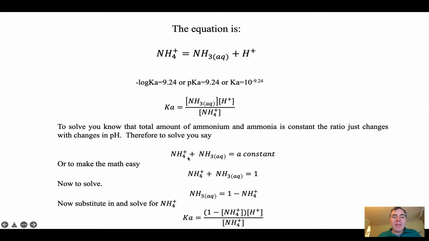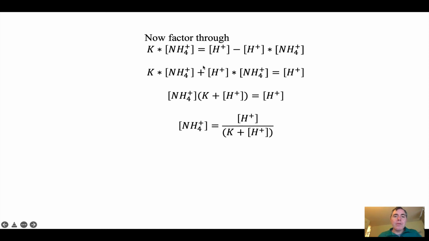What you do is you say they sum to a constant. To make your life easy, you say the ammonium plus the ammonia equals 1. Then you can say the ammonia equals 1 minus the ammonium, and you substitute in. So now you have Ka equals 1 minus ammonium times your H plus over ammonium. Now we can rearrange and solve this for the ammonium.